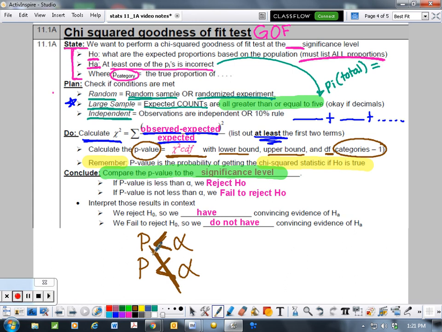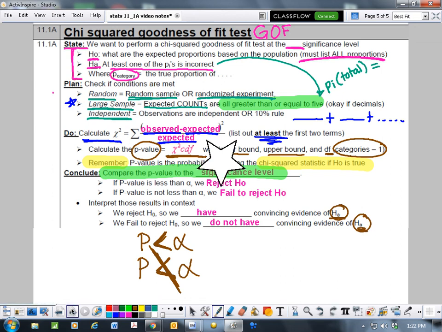Now we interpret those in context. So if I reject, we have convincing evidence of HA. I have to state what that means. If we fail to reject, we do not have convincing evidence of HA. I don't actually write HA. I write down what that means in context of my problem.